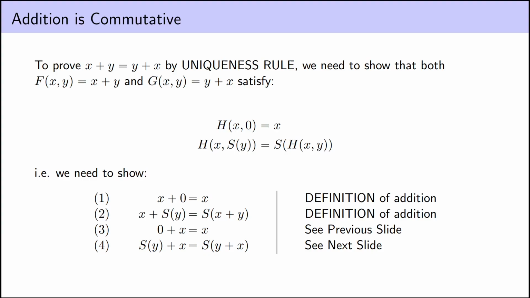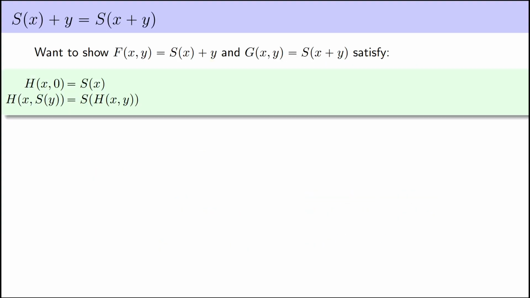And so once we've constructed a proof that shows all of these four different things, we can apply the uniqueness rule to conclude that x plus y is equal to y plus x. So again, we're going to show that the successor of x plus y is equal to the successor of x plus y, and we'll prove this again using the uniqueness rule. To show that these two expressions are equivalent, we'll show that both of them satisfy the recurrence.